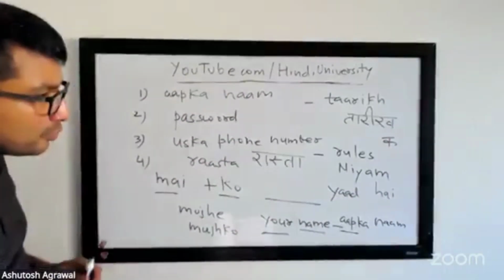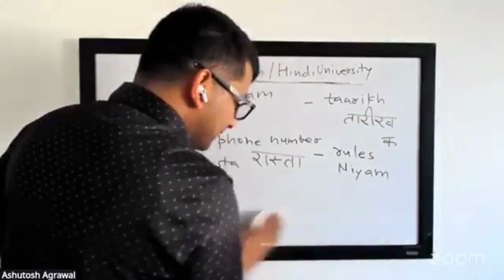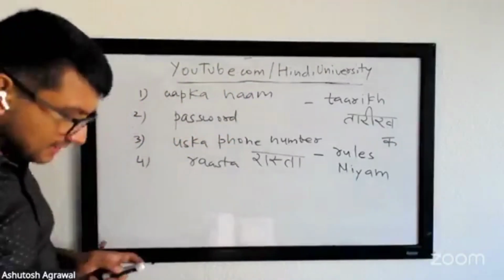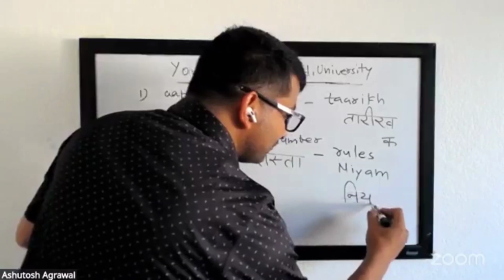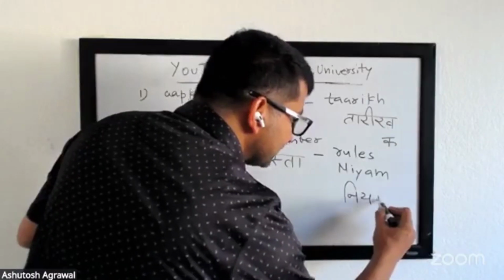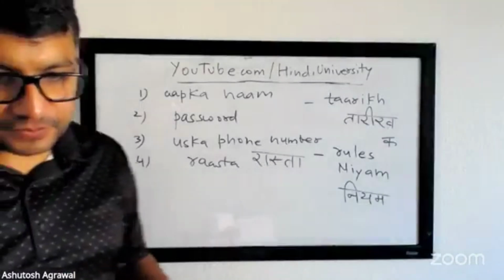Okay, so if you do not remember the rules of the game, how would you say that? Mujhe khel ka niyam nahi yaad. Very beautiful. मुझे खेल के नियम याद नहीं है. नियम. Okay, niyam.